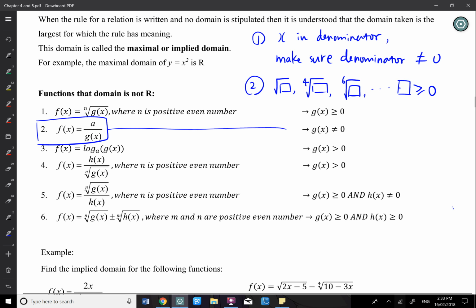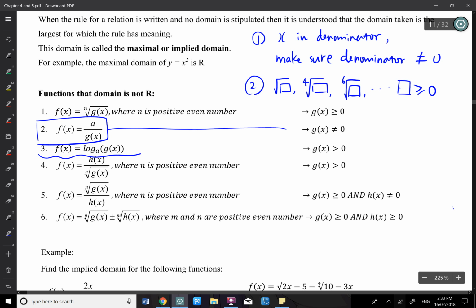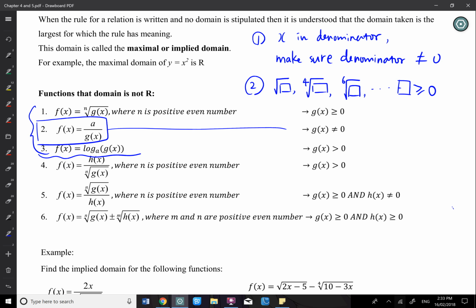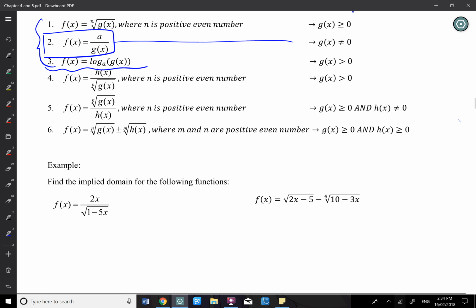We haven't learned log yet; the third one is about the log. The first three are the basic three, and 4, 5, 6 are combinations of things. You don't really need to remember 4, 5, 6. You just need to remember the first three and apply them. Sometimes you may not have a single square root or denominator; it can be a combination of the square root and the denominator. That's possible as well, so it needs to satisfy both situations. But anyway, let's have a look.